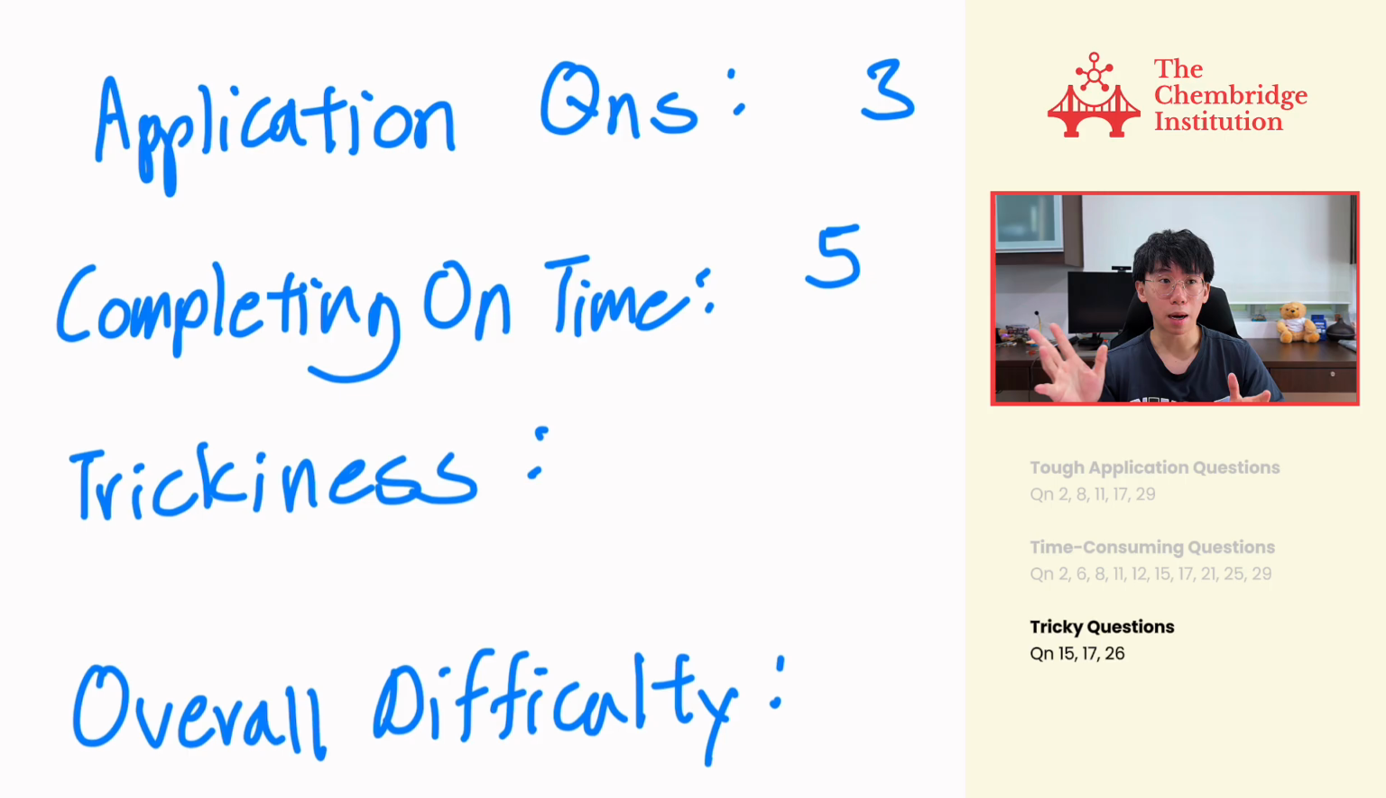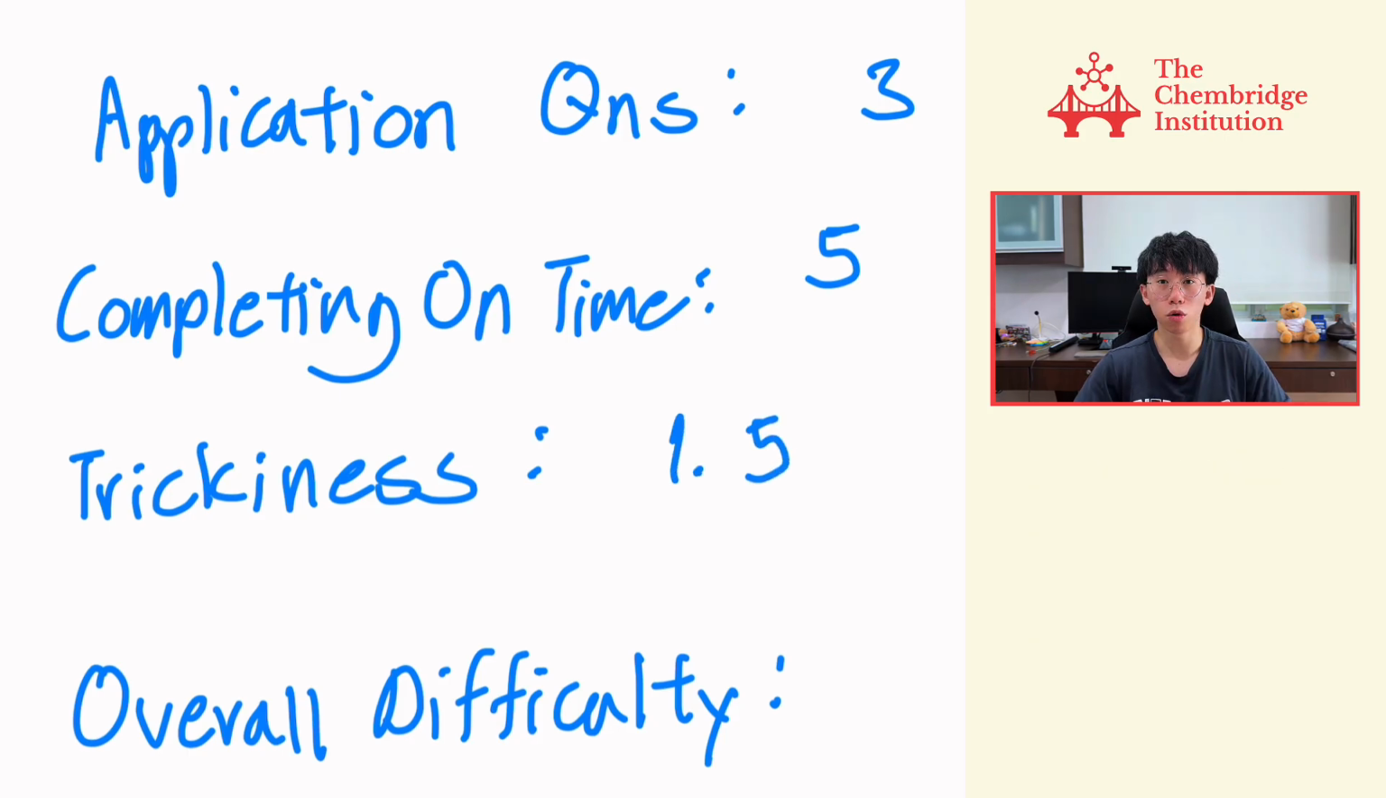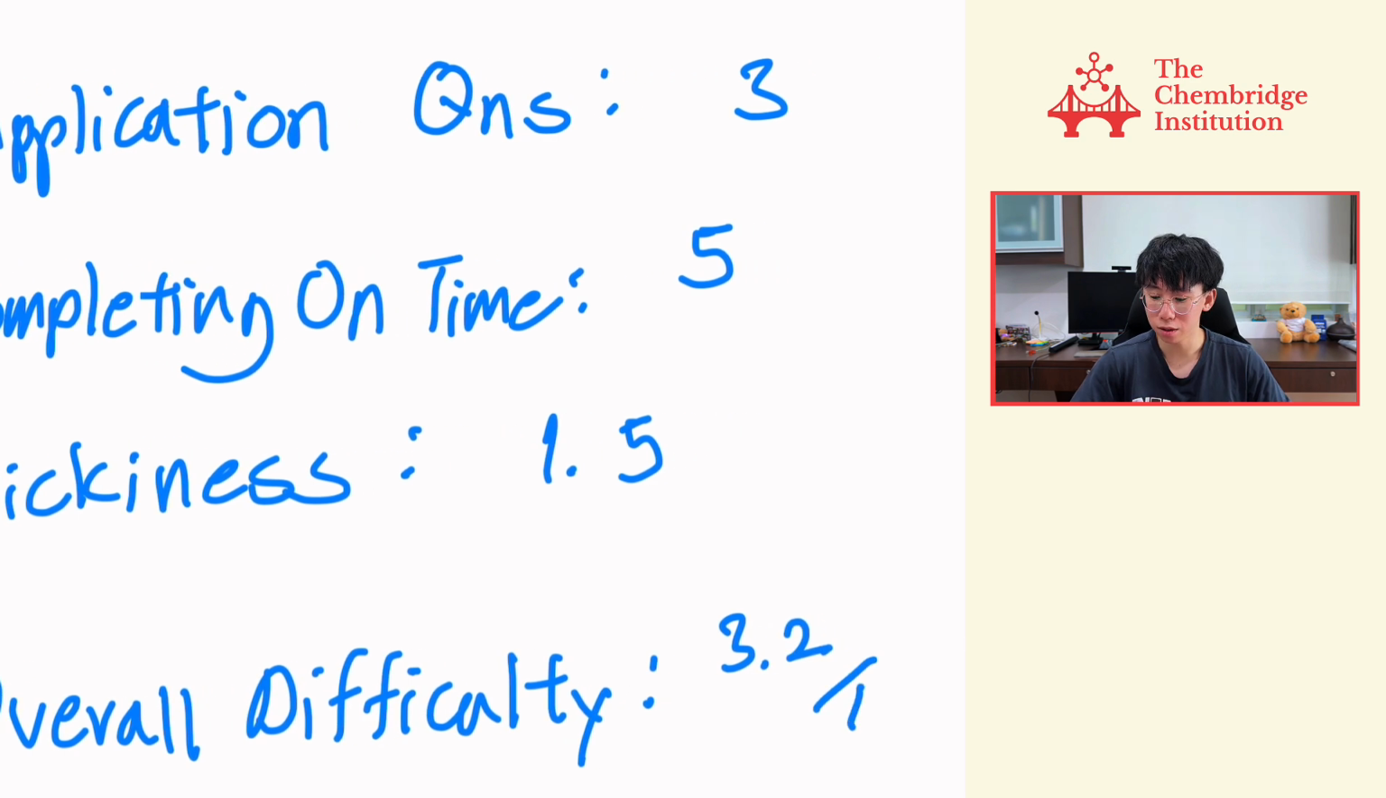So I'll say the Cambridge Examination Board was pretty fair. They didn't put too many tricky questions, so that the weaker students could still have a chance to perhaps get a higher score for this paper. So overall for trickiness, I honestly think it's about 1.5. So overall difficulty, 3.2 out of 10.